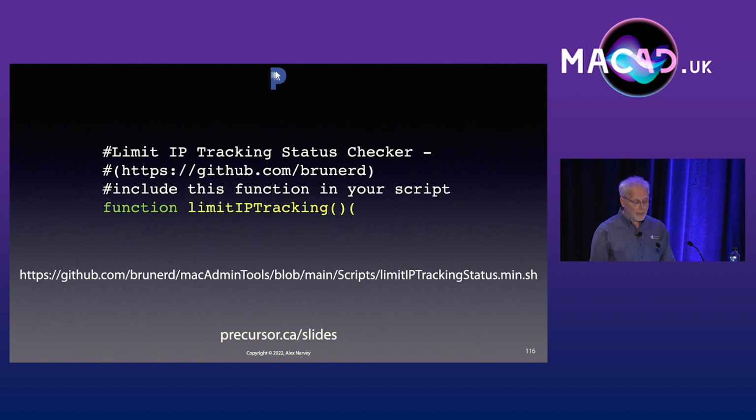Now, I don't know how to test for this, but Joel Brunner does, and he wrote a script that's available on GitHub, and it's free to use. It has a cool function in it called limit IP tracking, and that function will return the state of the setting.